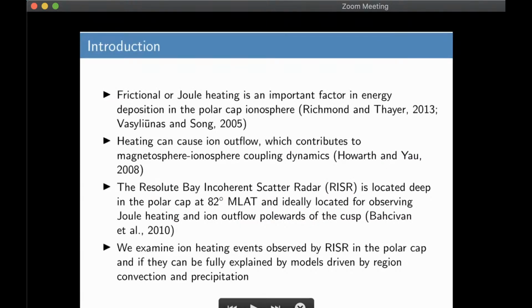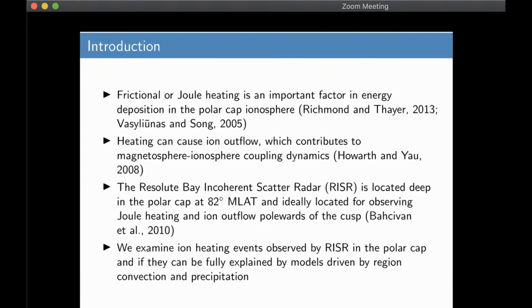So just a quick introduction. Frictional and Joule heating, as we've seen before, is an important factor in energy deposition in the polar cap ionosphere. Heating can cause ion outflow, which contributes to coupling. The Resolute Bay Incoherent Scatter Radar, or RISR, is located deep within the polar cap, at 82 degrees MLAT. It's in a very good location for observing Joule heating and ion outflow poleward of the cusp.